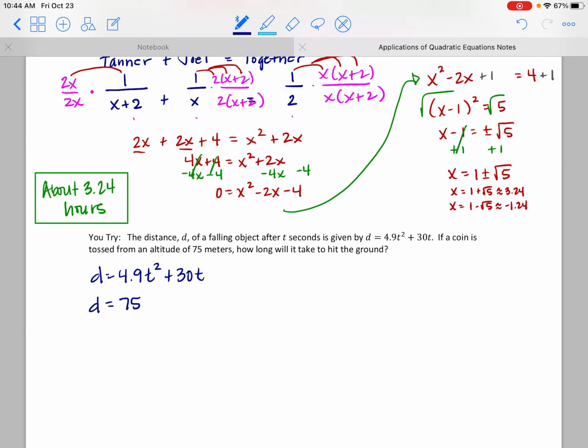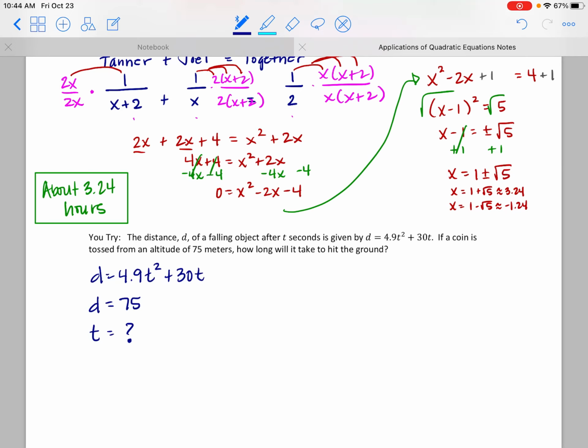So that means how long is it going to take for it to get all 75 meters from where it's dropped all the way to the ground. So we're trying to travel that entire distance of 75 meters. So it's saying how long is it going to take for that to happen? Then I don't know. t is our question, okay?